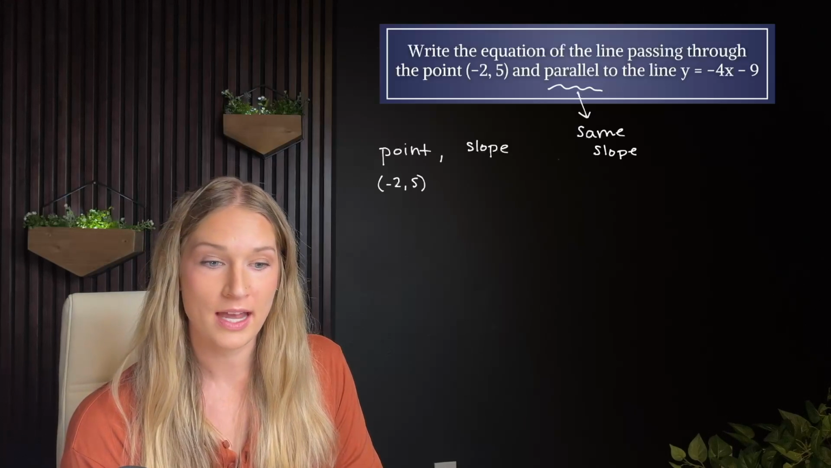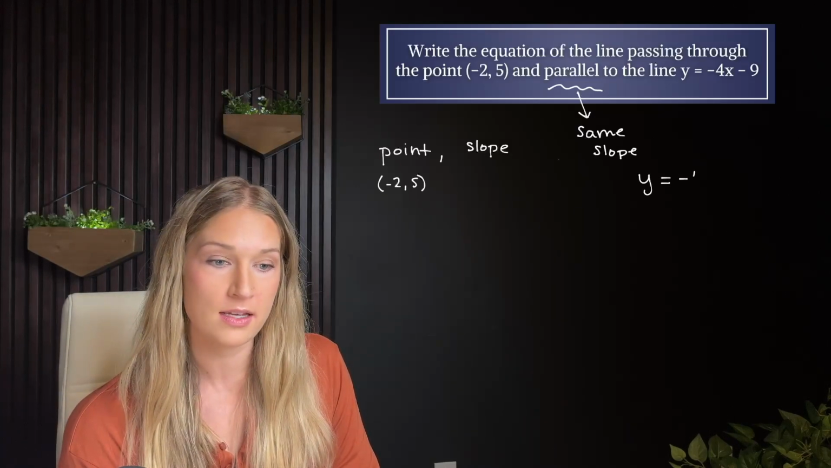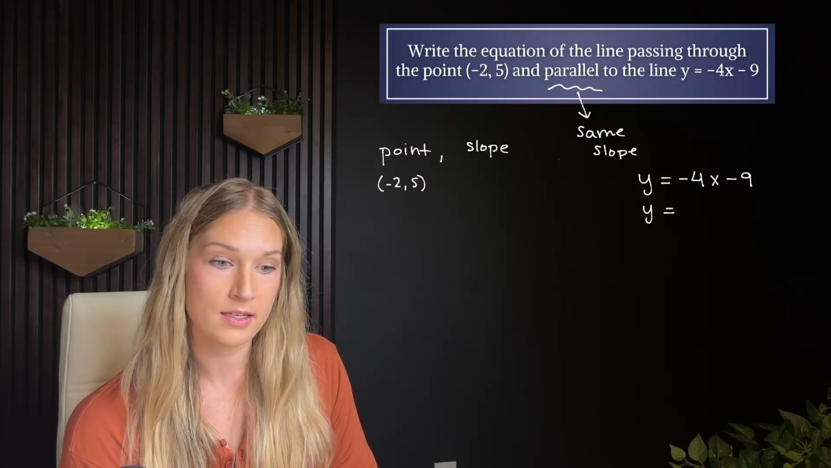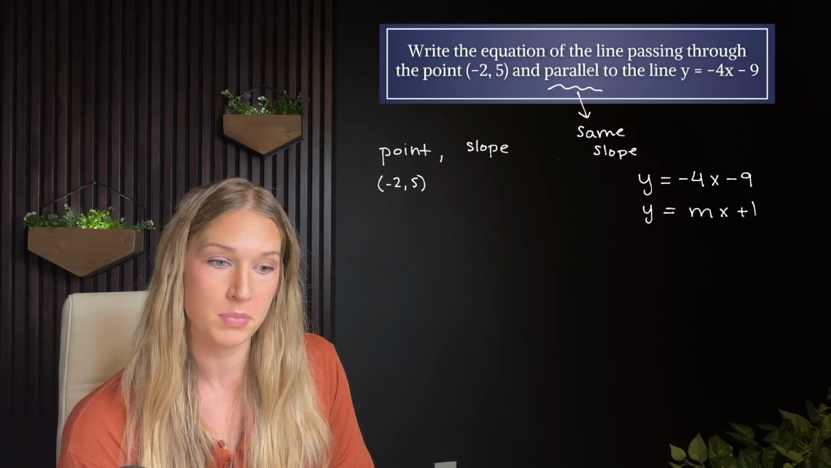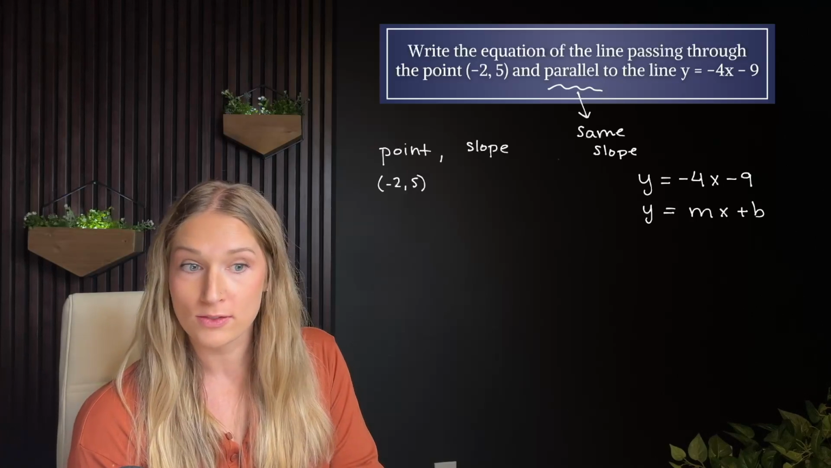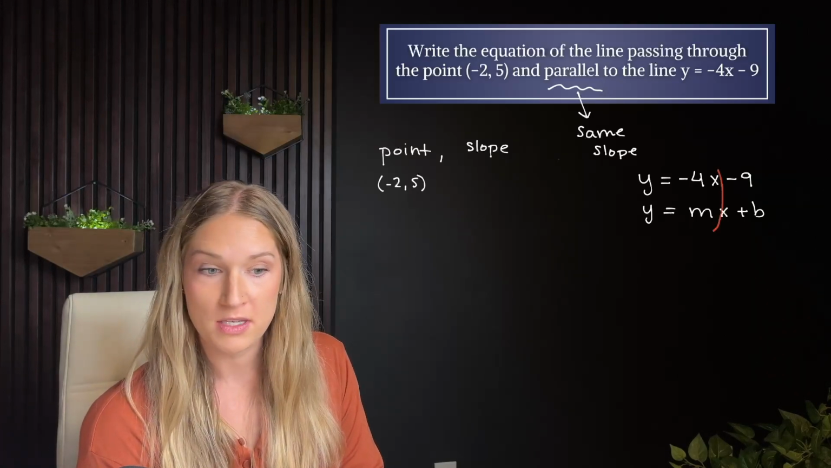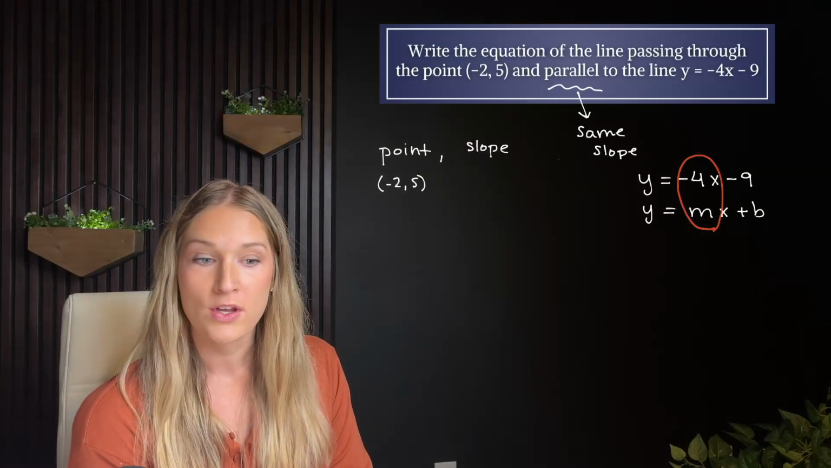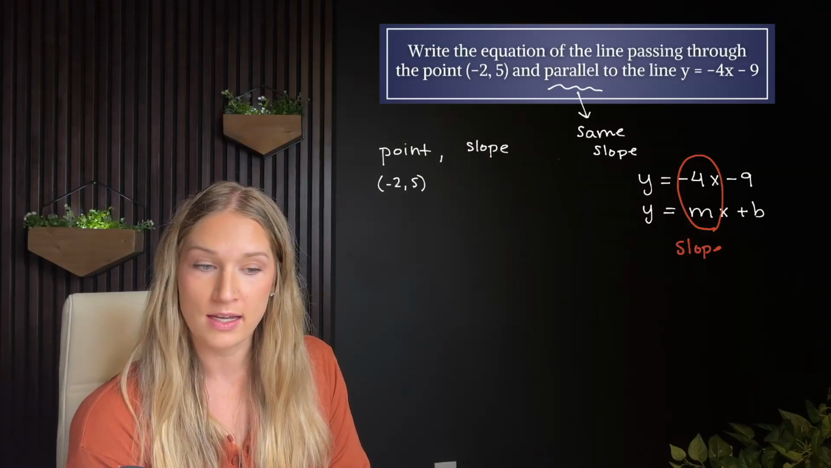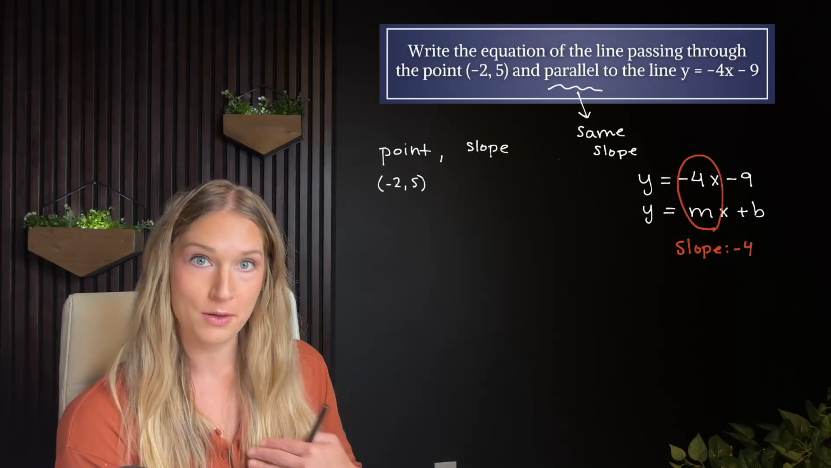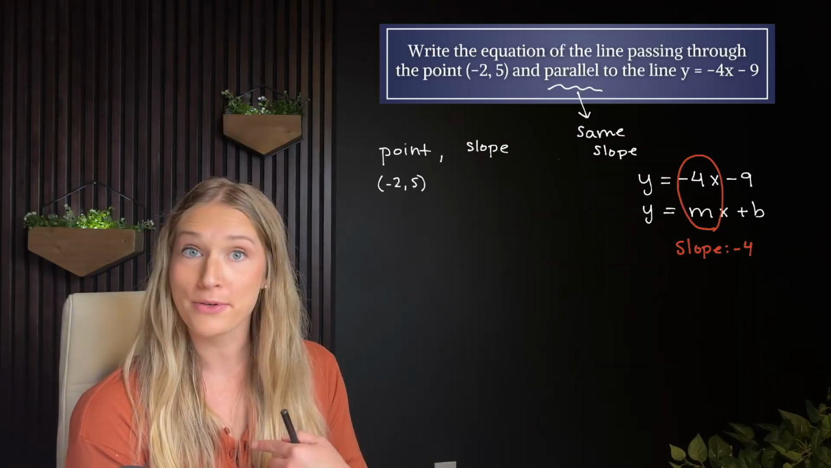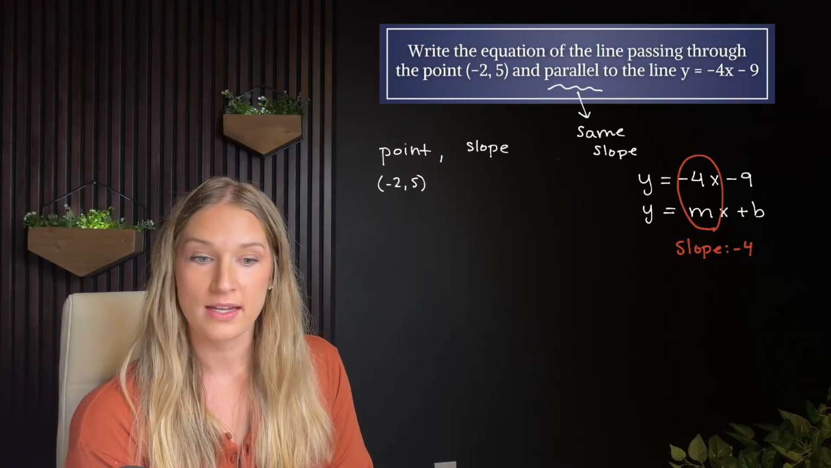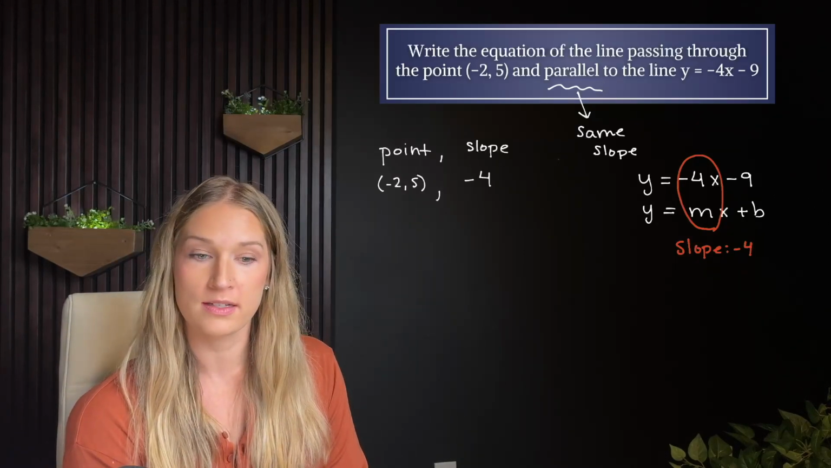So let's take a look at this line, y = -4x - 9. This line is in the form y = mx + b, where m is the slope of the line. That tells me that m is -4, or my slope is -4. So since the slope of this line is -4, and our line is parallel, that means our line has the same slope as this one, which is -4. So I can also say that the slope here is -4.